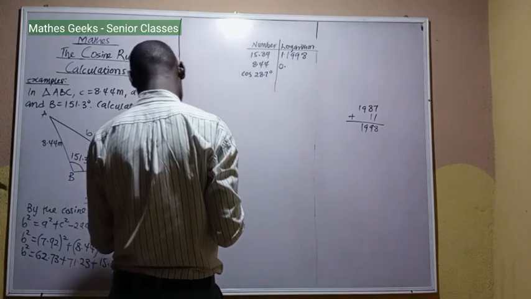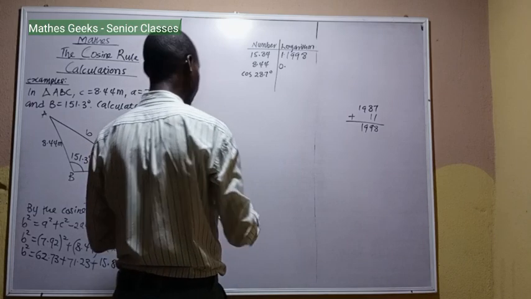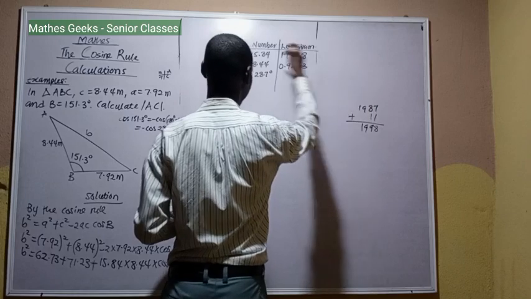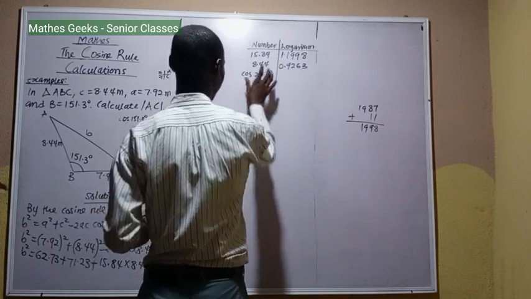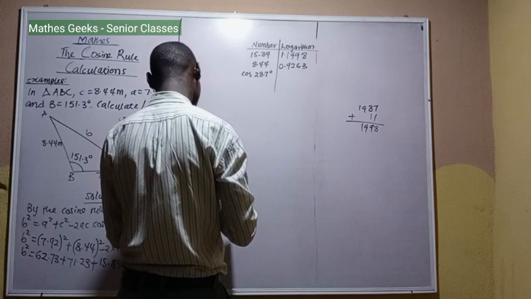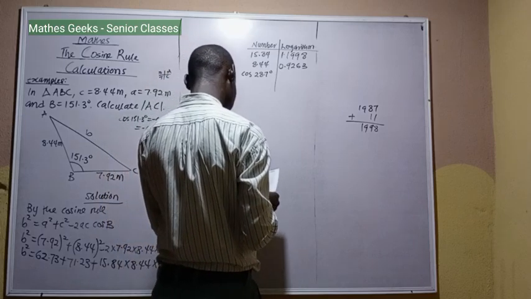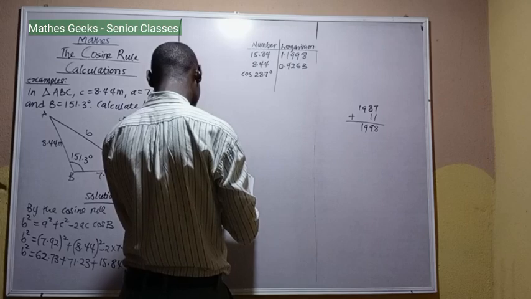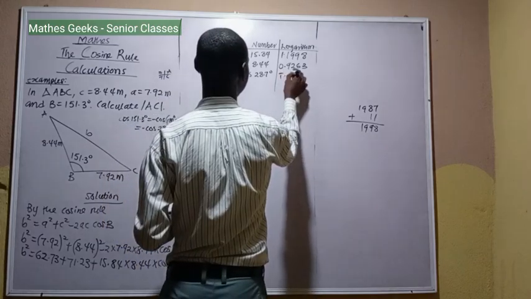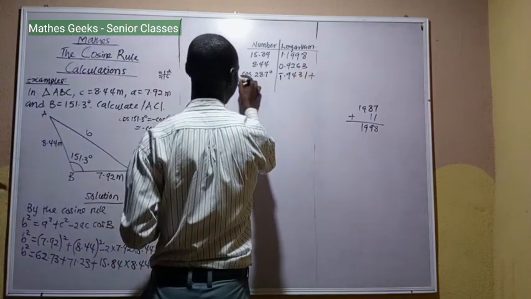Next, for 8.44, determine the characteristic, which is 0. Then 84 under 4 gives you 9263, so 0.9263. For this we don't have a fourth figure, so we don't have a difference because it's just 3 figures. For the cosine part, we use the logarithm of cosines. Under logarithm of cosines, we look for 28 under 7. 28 degrees under 7 gives us bar 9431, that is bar 1.9431.